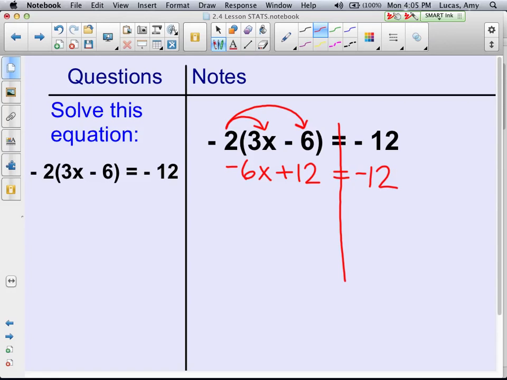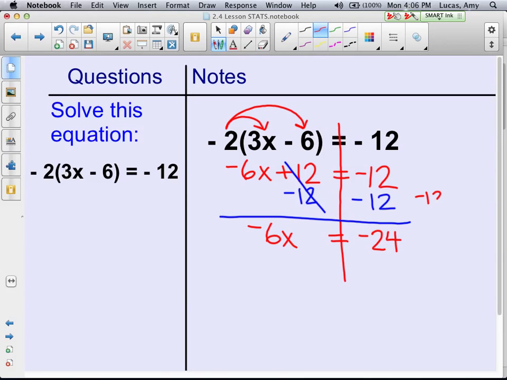Now it's a 2-step equation. So to solve this 2-step equation, my married couple is the -6x, so I need to subtract 12 to get rid of that third wheel, plus 12. Now I have -6x equals, be careful, -12 minus 12 more is -24. So they're both negatives, a -12 minus 12.